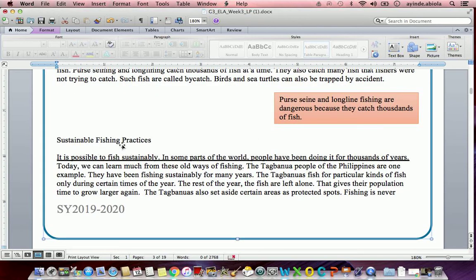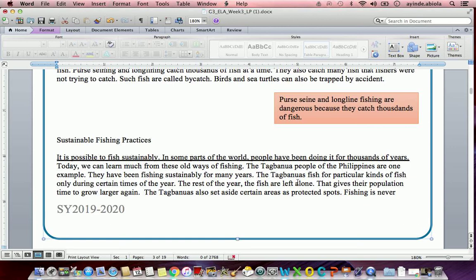Sustainable fishing practices. It is possible to fish sustainably. In some parts of the world, people have been doing it for thousands of years. Today, we can learn much from these old ways of fishing. The Tagbanua people of the Philippines are one example. They have been fishing sustainably for many years.